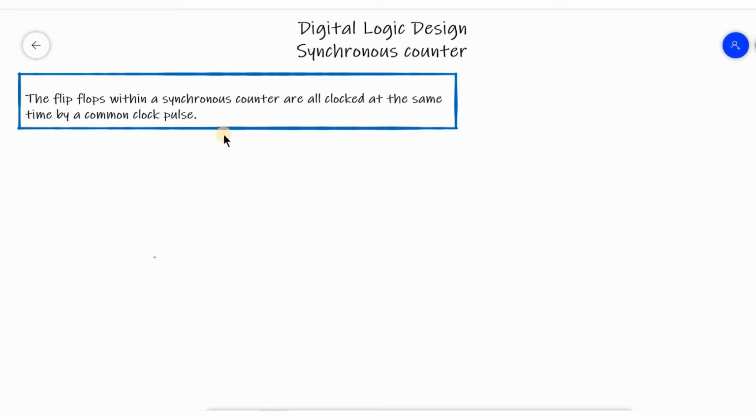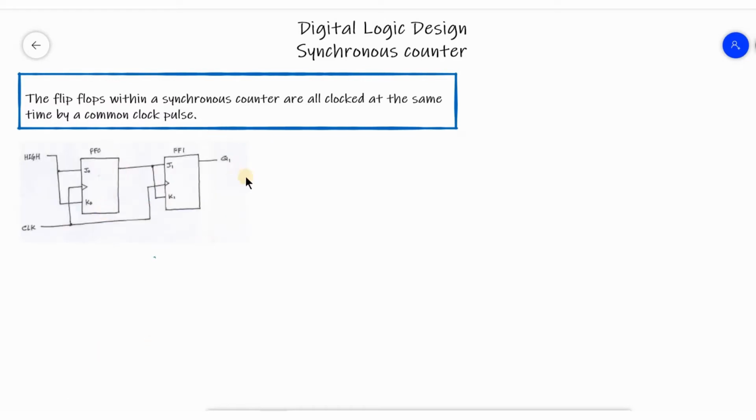So in today's video, we are going to study a 2-bit synchronous binary counter. At first, we will see the diagram of that, and then we'll move on to the timing diagram, followed by the state or truth table of the 2-bit synchronous binary counter.